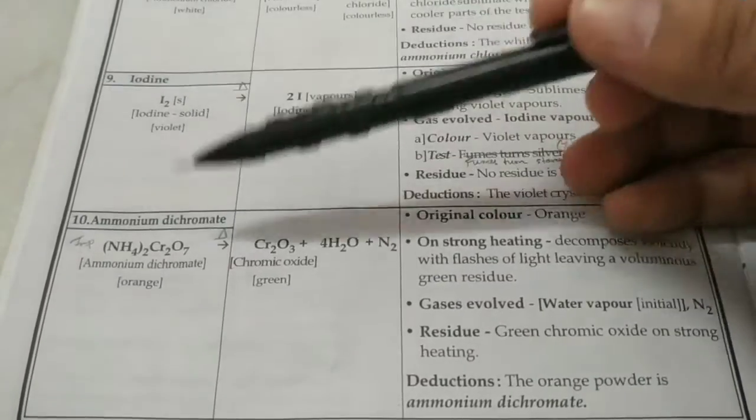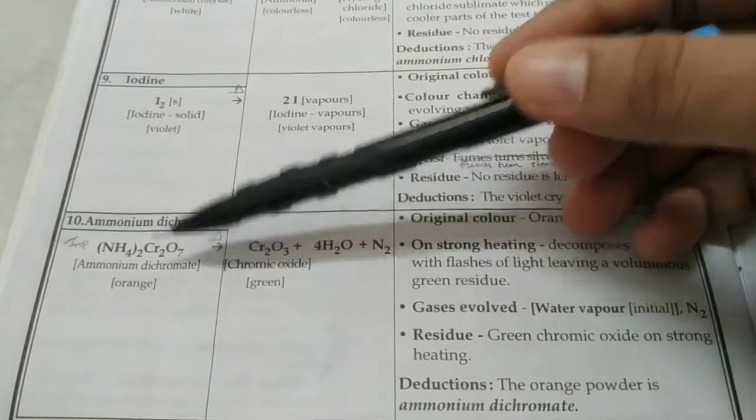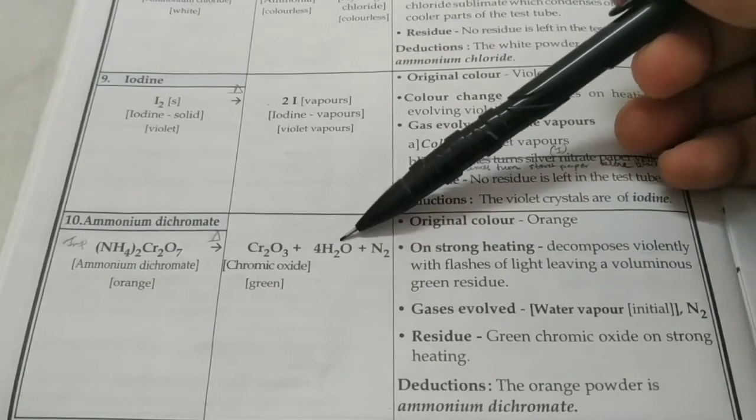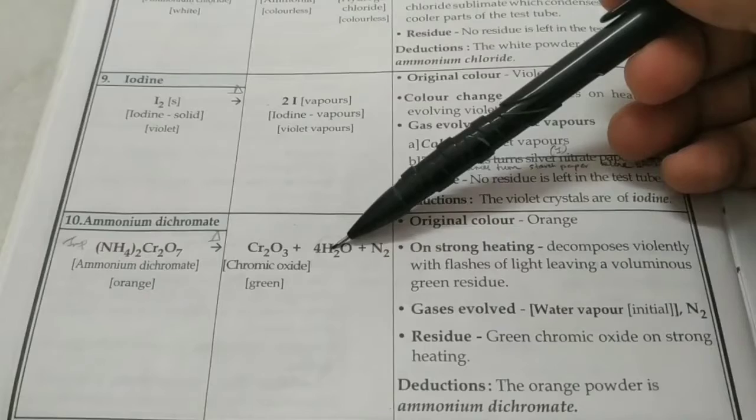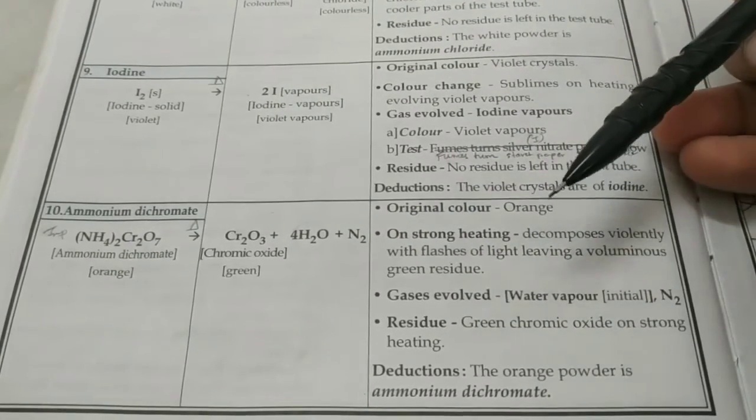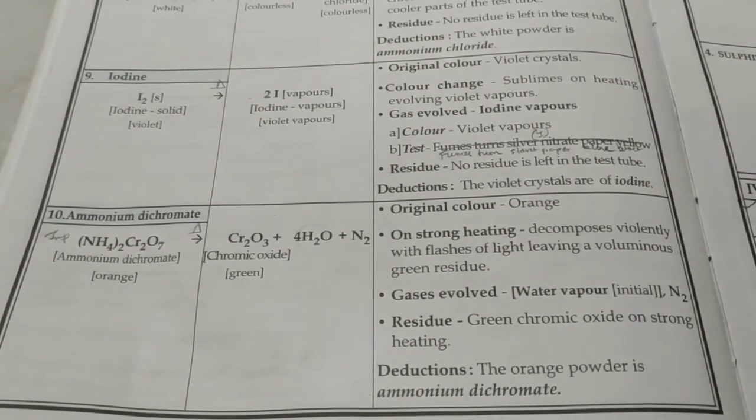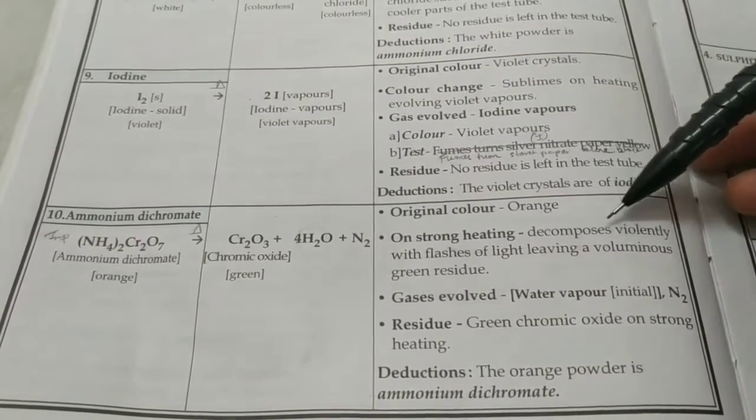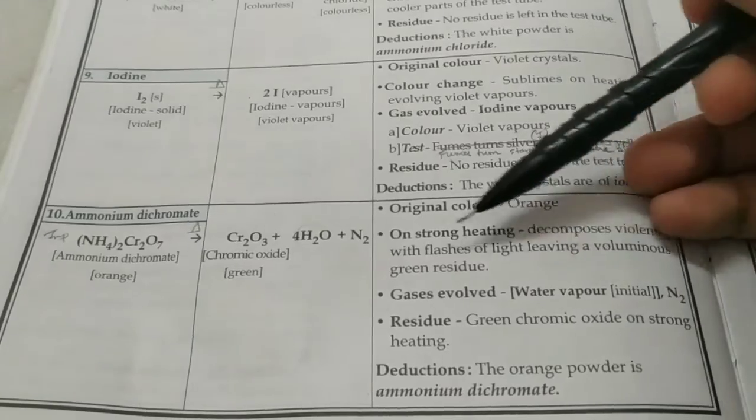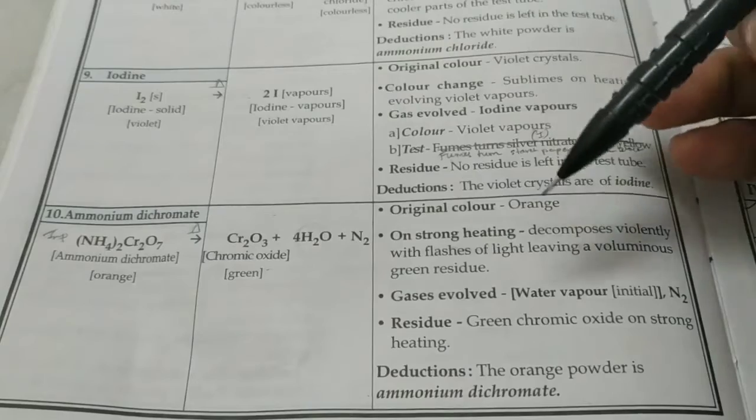And another important reaction, ammonium dichromate. When heated, the orange substance gives a green residue. There is one observation. Second, it gives some vapors which turn blue cobalt chloride paper pink. That's it. Two observations here. There are some additional points which you may study. For example, there is a flash of light when it decomposes violently. And in concise, they have mentioned greenish grey, but here it's written green. That's okay. Not a big difference.